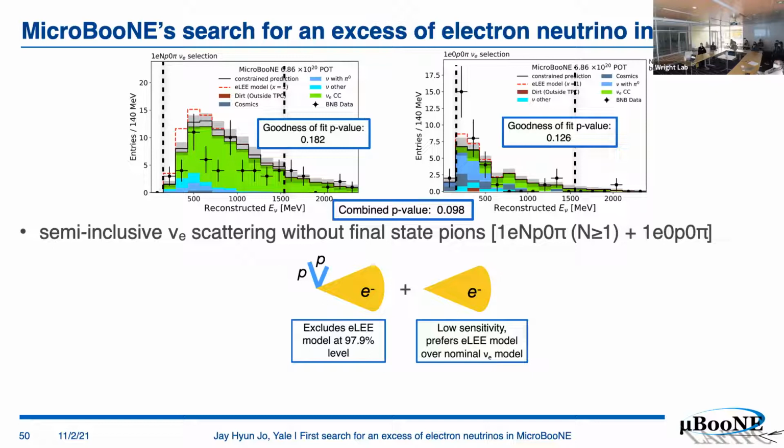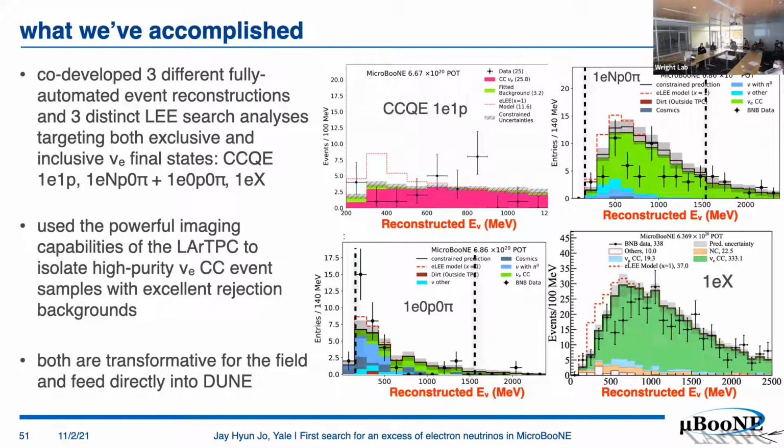And it's not in a crazy disagreement with our prediction values. So with that, for the 1E-NP case, we exclude the LE model at close to 98% confidence level. And for the 1E0P case, it prefers the LE because of this small excess, but with more statistics, we may be able to look into this a little bit further. So this is all of them put together.